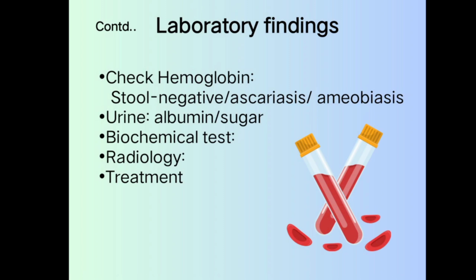Next, after doing all the history collection, we go for the proper diagnosis by laboratory findings like checking hemoglobin levels, stool examinations, urine examinations, then biochemical tests, then radiology. Only by proper history collection will we come to know how far we have to go with the diagnosis. Once we do the proper diagnosis, we can identify the proper treatment of the disease. So as nurses, proper history collection should be there, and we should not skip any topic of the history collection.